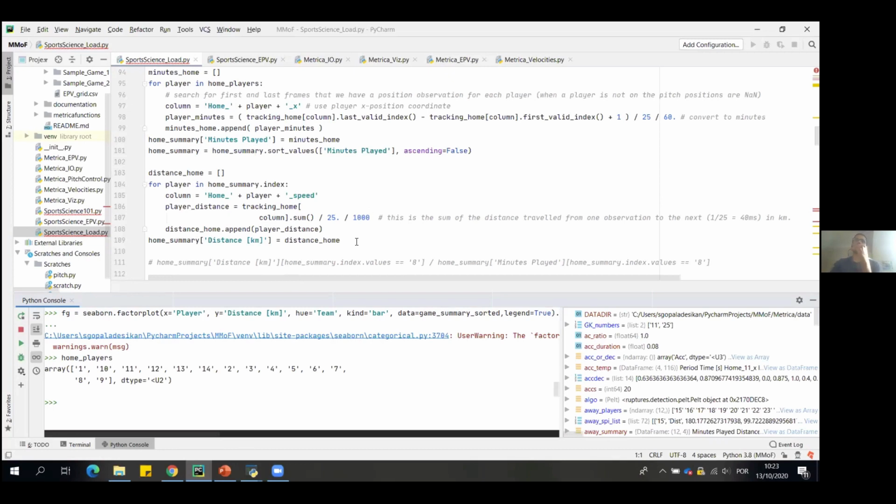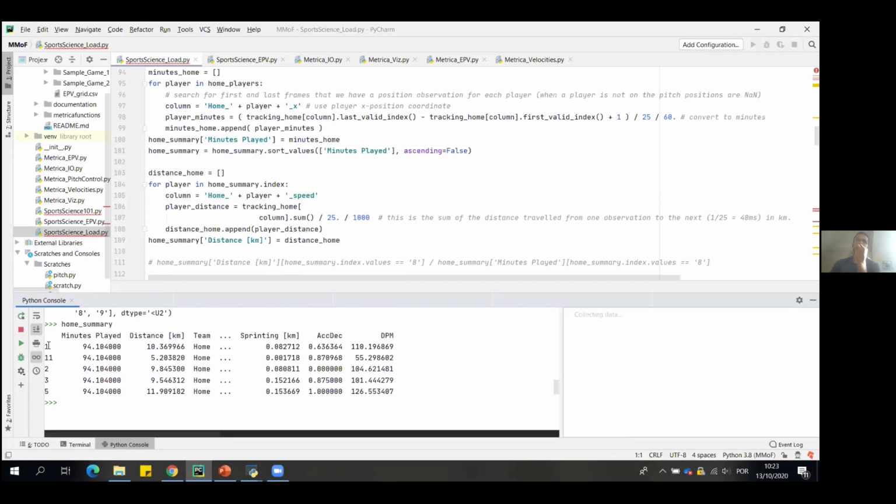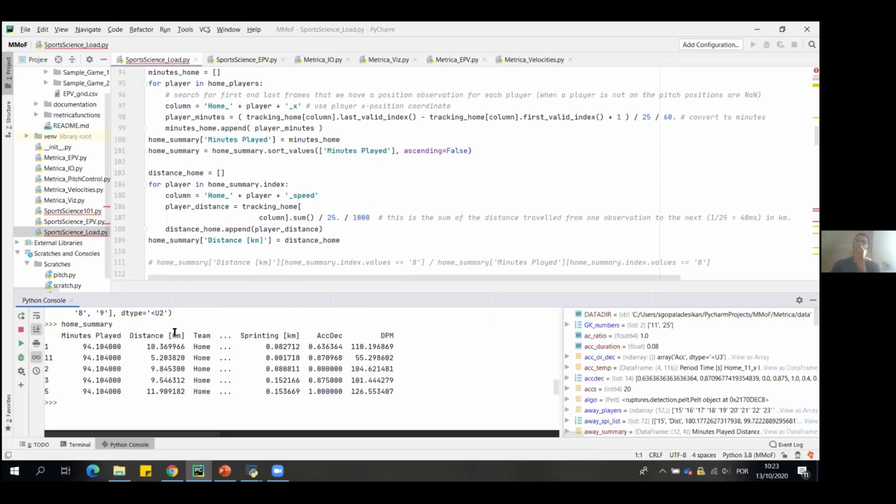I've already run the script, so what you get at the end is something that has the player names in the index, and then the total distance that each player covered in units of kilometers. And so I don't think that there are any questions that you have here in terms of what the code looks like. It's fairly straightforward to follow.